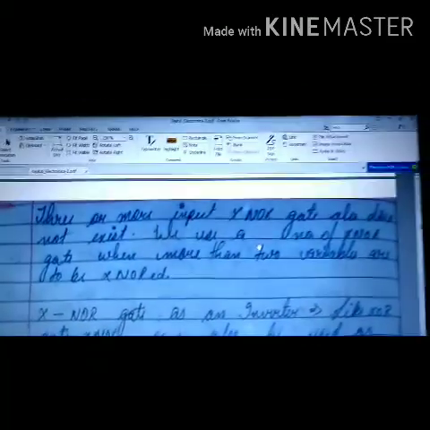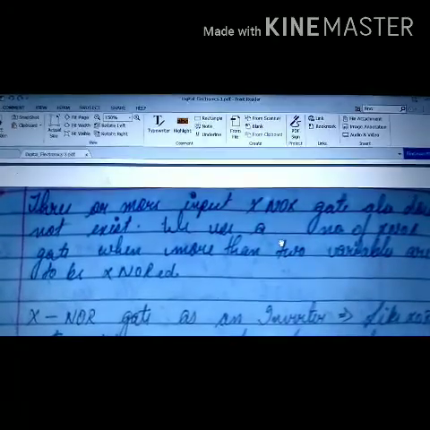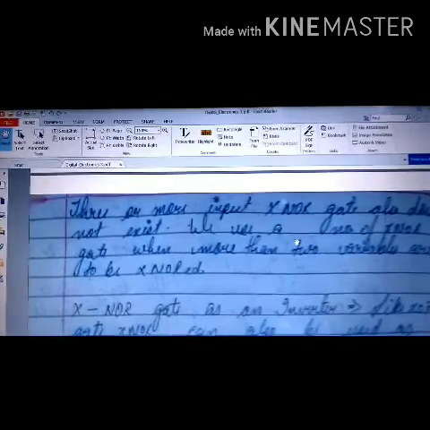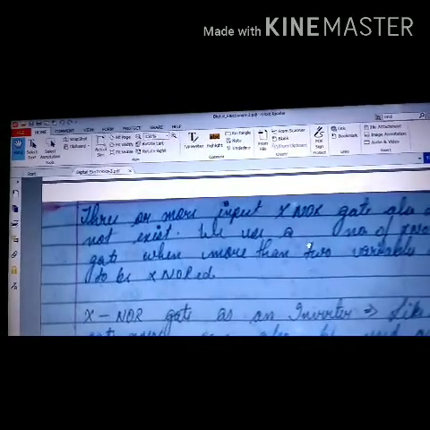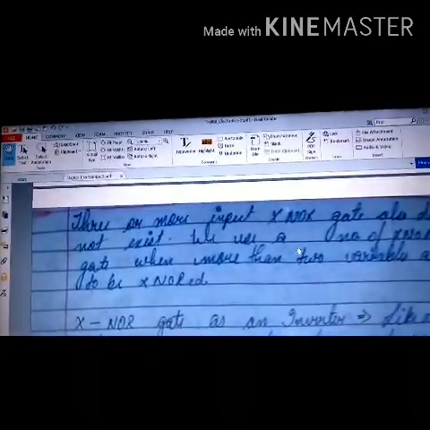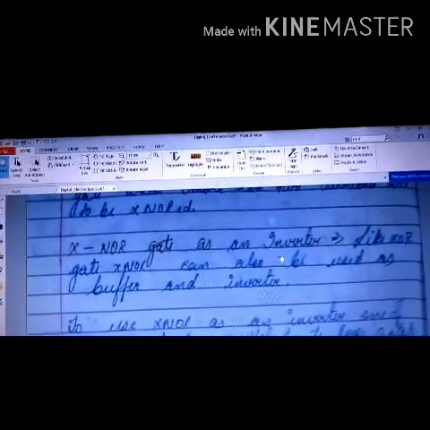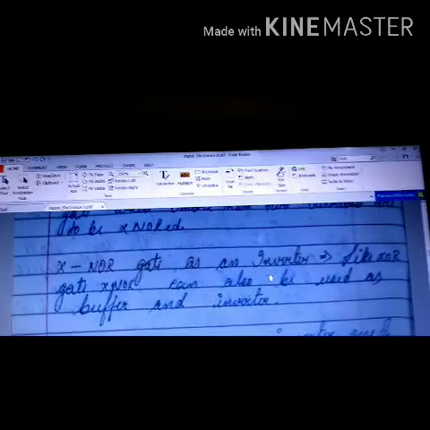Okay, 3 or more input XNOR gate also does not exist. We use a number of XNOR gates when more than 2 variables are to be XNORed. XNOR gate can also act like an inverter, like XOR gate. XNOR gate can also be used as a buffer and an inverter.